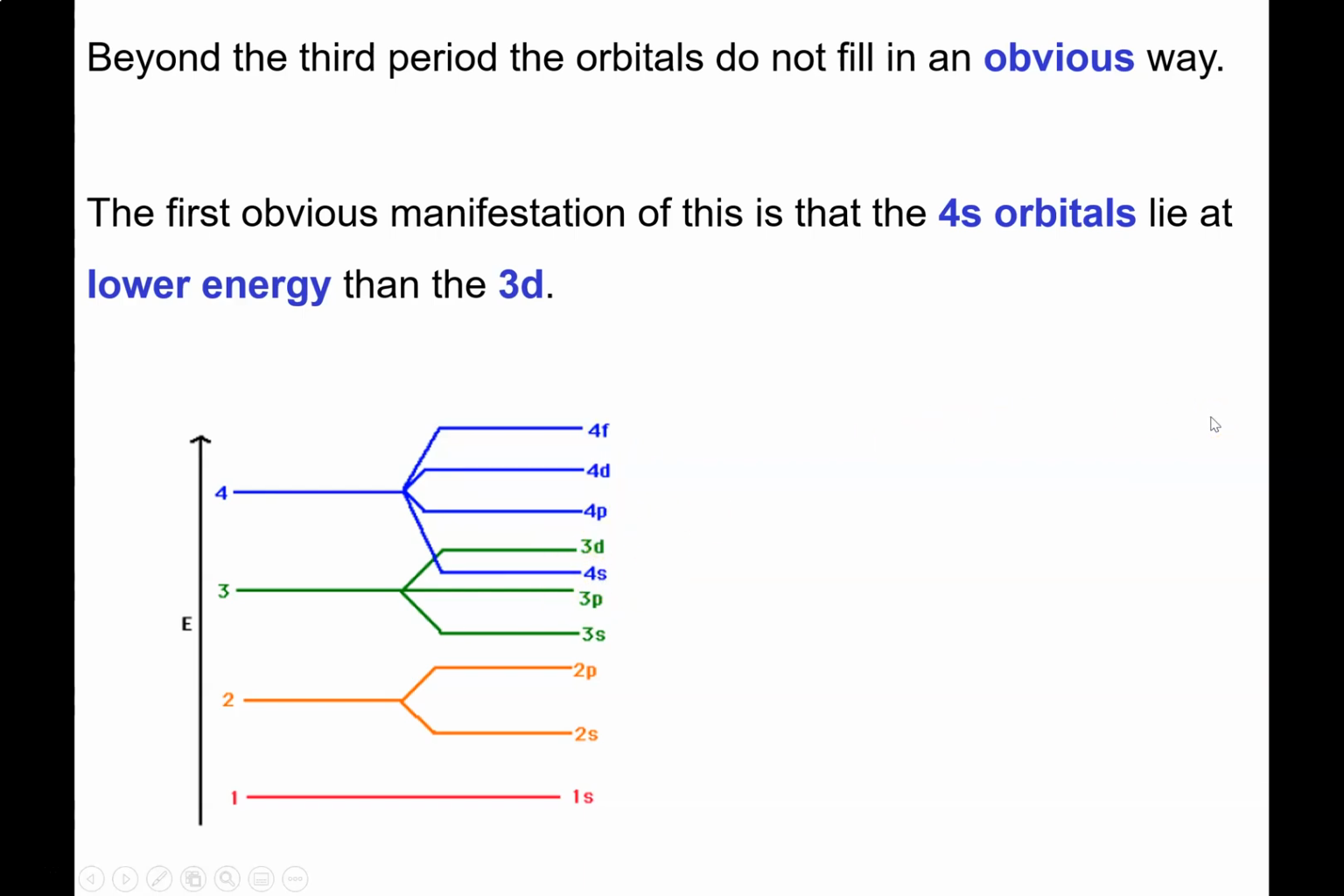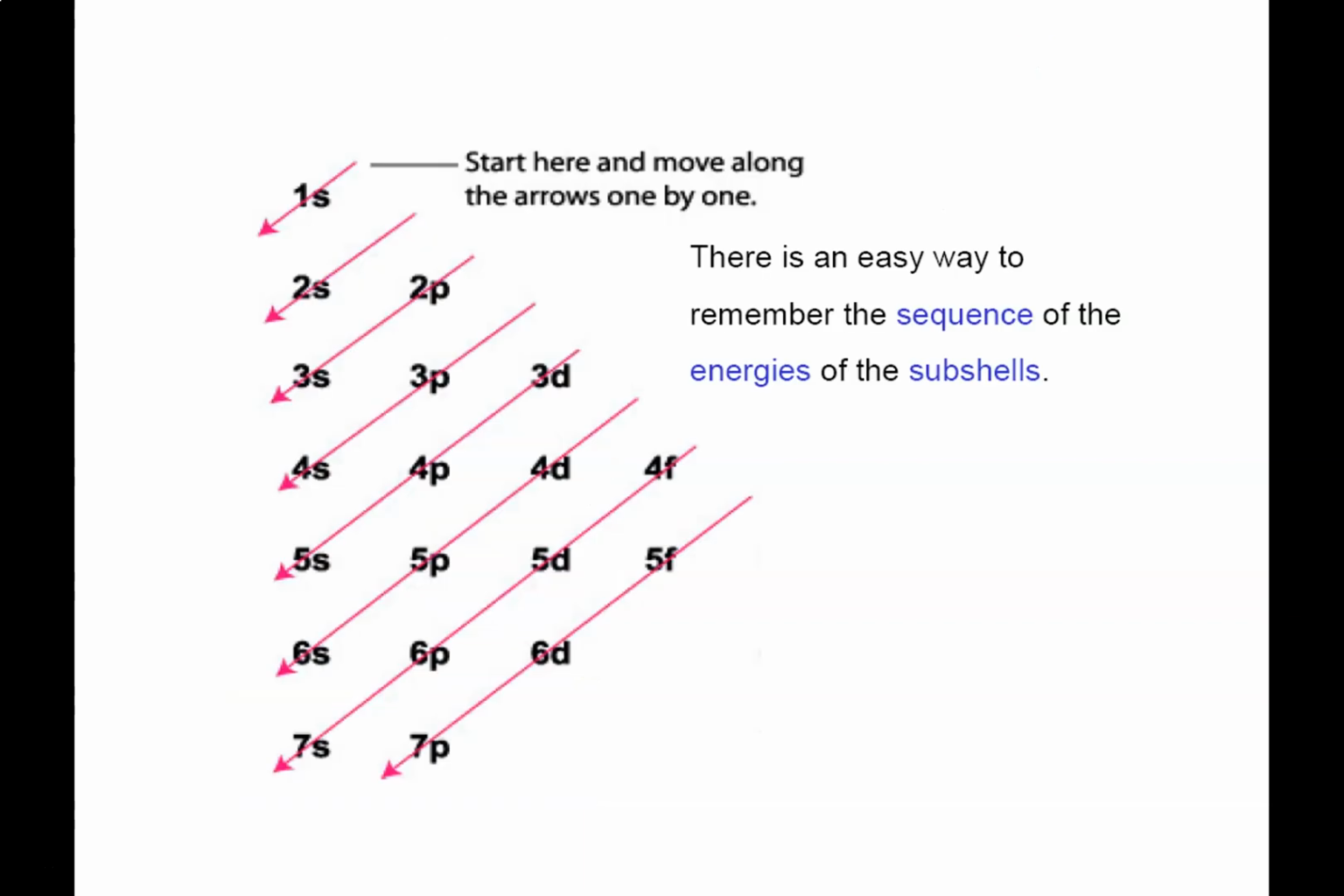And probably the real obvious one that we first see is that the 4s ends up coming below the 3d, which is completely non-intuitive. So fortunately, there's a way of keeping track of all of the weirdness that happens along the way, and it's through the use of what we call the Aufbau diagram.